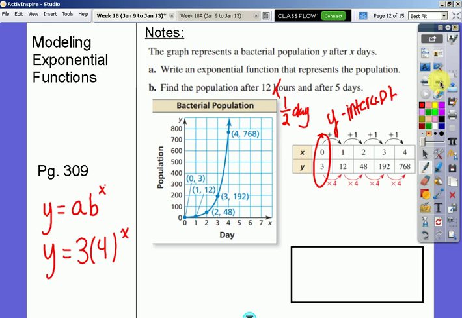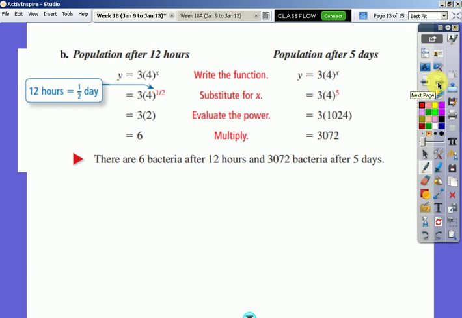Okay? And then we're just going to plug in, right? So after 12 hours, we're going to plug in 1/2 for x, get 6. And after 5 days, we're going to plug in 5 for x, and get 3,072. So there are 6 bacteria after 12 hours, and 3,072 bacteria after 5 days. See how rapidly that grew? That's why people get sick. Okay. Do you have any questions, or do you feel pretty confident about this now?